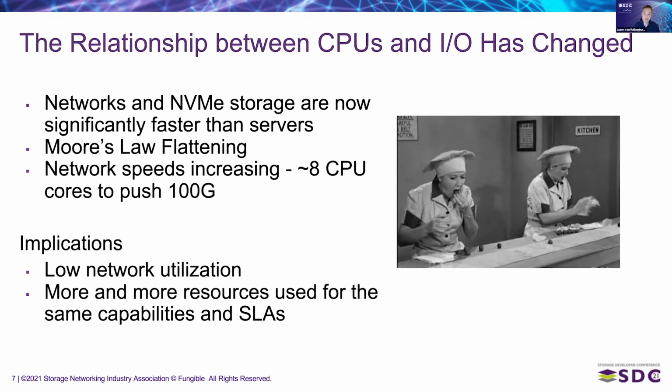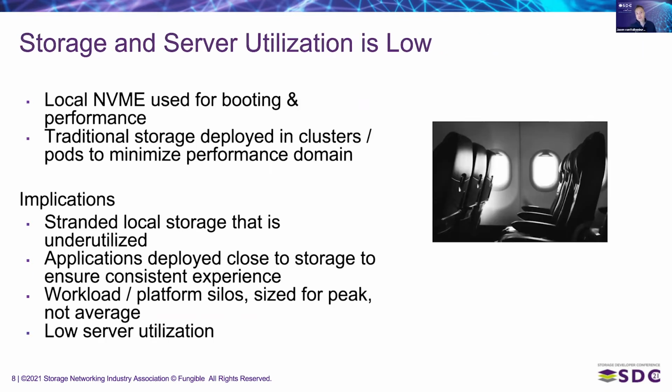So what's the net effect? I have trouble pushing high speeds out of the network, so I have low network utilization, and I have more and more resources being used to deliver essentially the same capabilities and same SLAs as the architectures evolve as I've described. So basically you're not getting any further along. You're simply keeping your head above the water. Storage and server utilization is low. Data centers have a lot of excess capacity and they're not running at their peak efficiency.